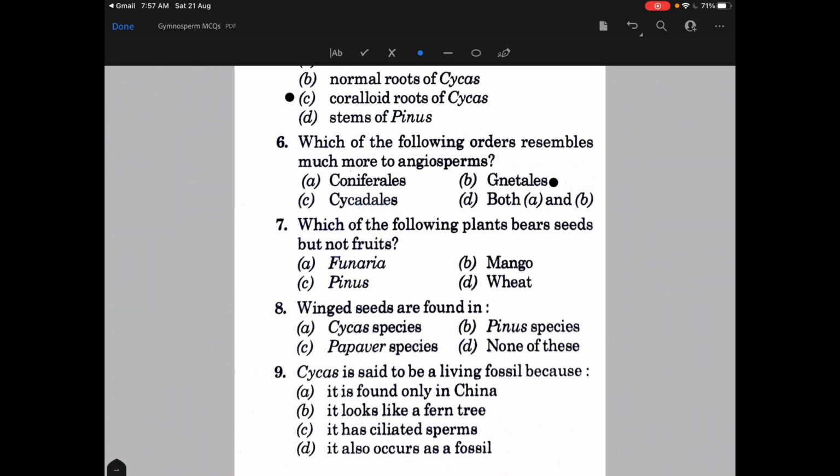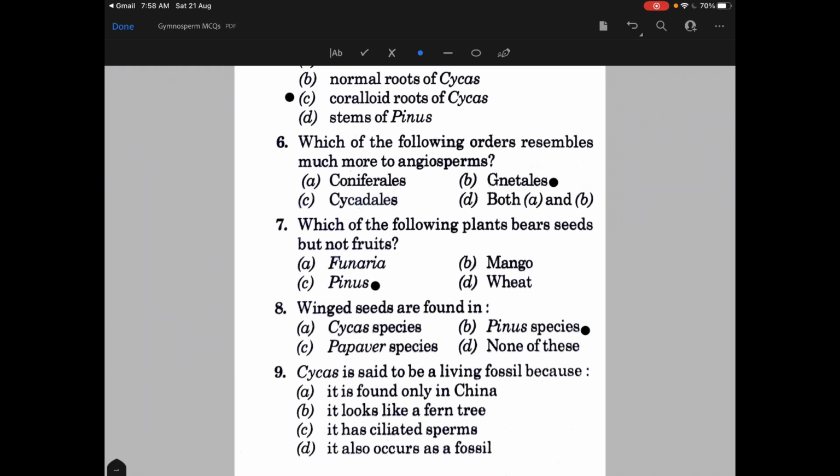Next, which of the following plants bear seeds but not fruits? The answer is C, that is Pinus. Next, winged seeds are found in dash. The answer is A. Sorry, the answer is B. Here the answer is given A, but in my point of view it's B.